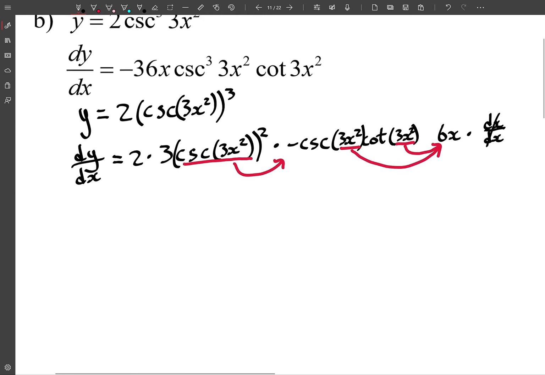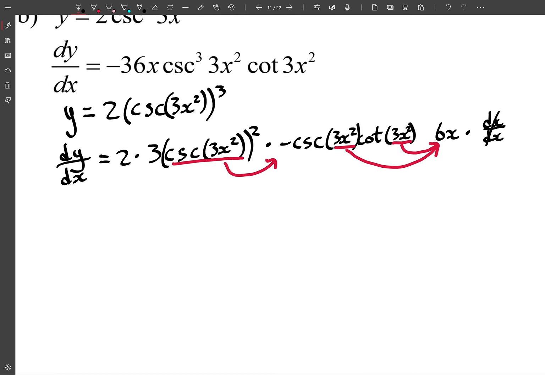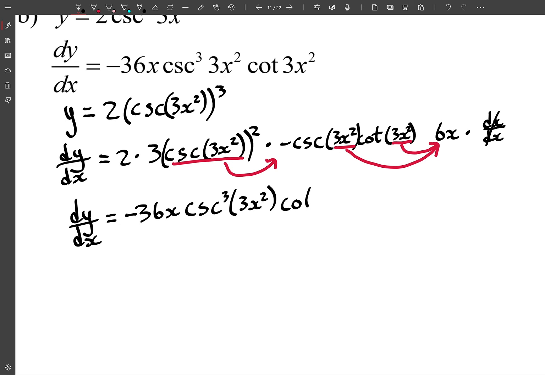All right, now all that's left to do is simplify. So when I simplify this down, I can combine all of those coefficients to get negative 36x, to be precise, cosecant cubed 3x squared, cotangent 3x squared. And we're done. Beautiful. Okie dokie.